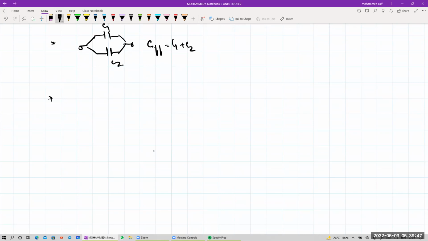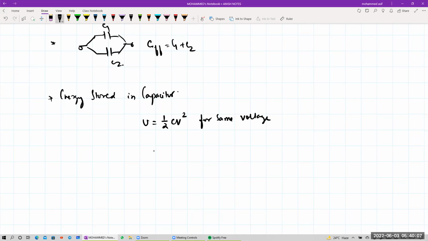Energy stored in a capacitor formula. Energy stored in a capacitor is half of C into V square for the same potential. Or else U is equal to half of Q square divided by C for the same charge. These are two relations.